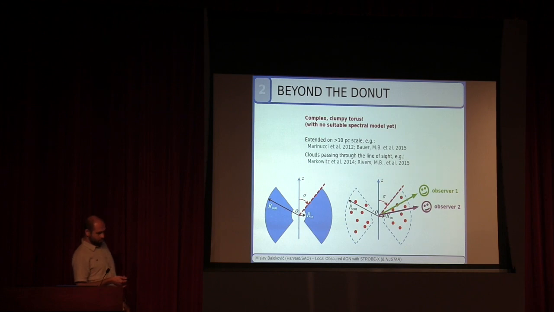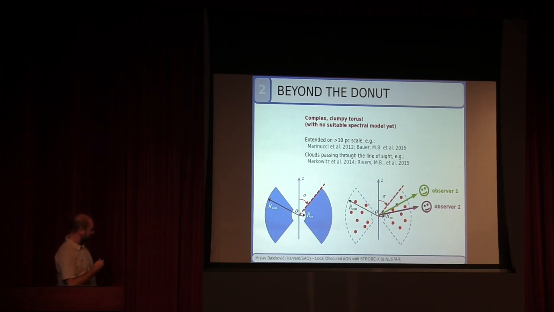So the torus is probably not as simple as shown here. It's not uniform, it has clumps. And it also isn't clear how extended it is, and I'll get back to that later because, for example, you can do reverberation on short timescales in order to find what its size is. So for the most part, we're talking about geometrical covering factor. That's essentially a scaleless model.